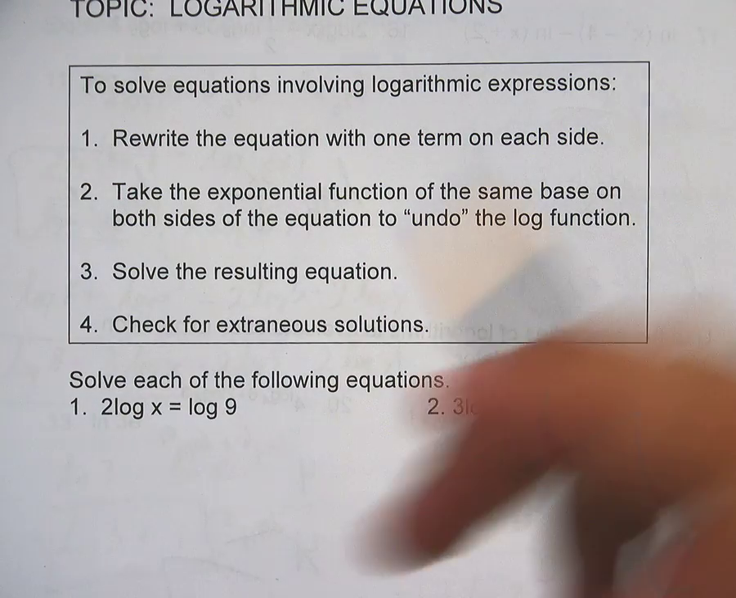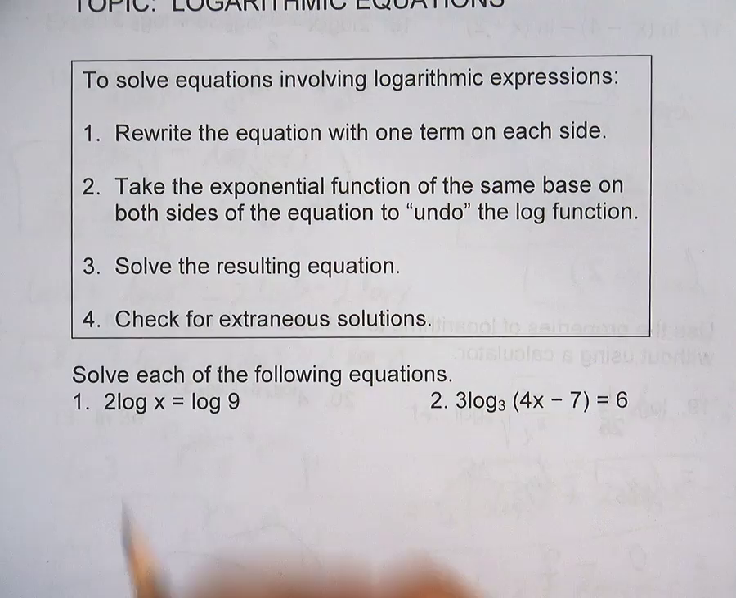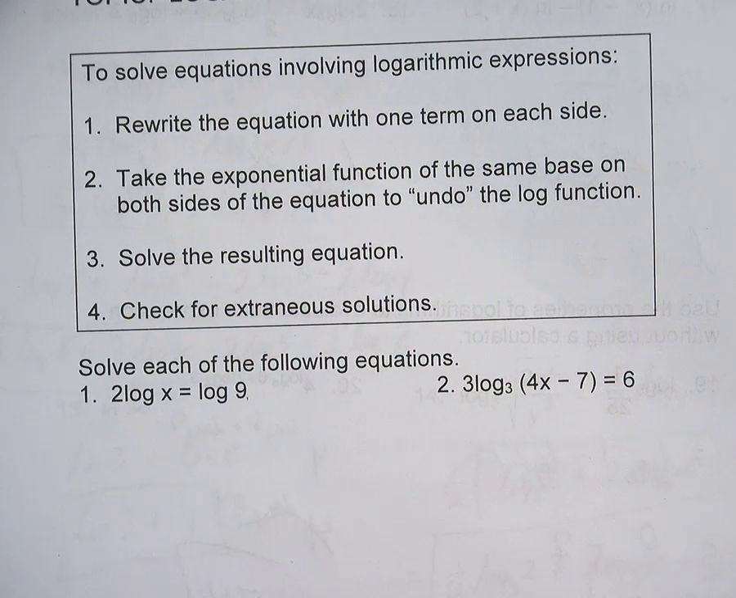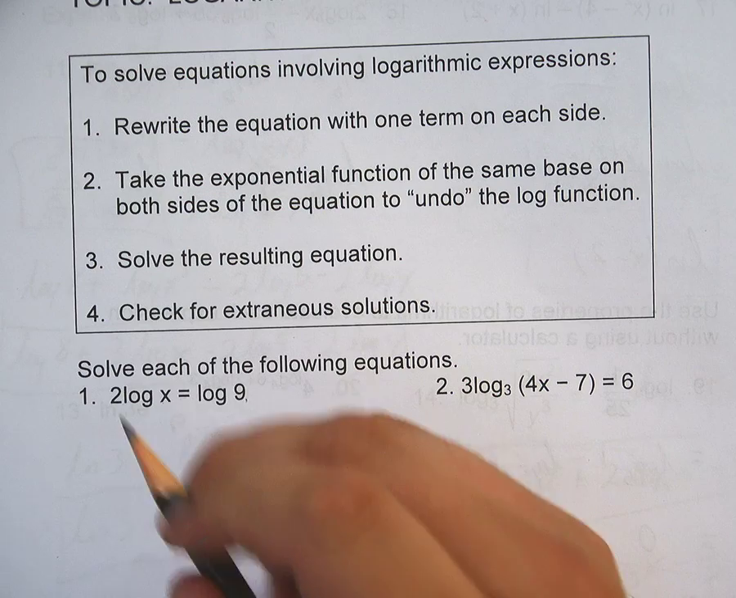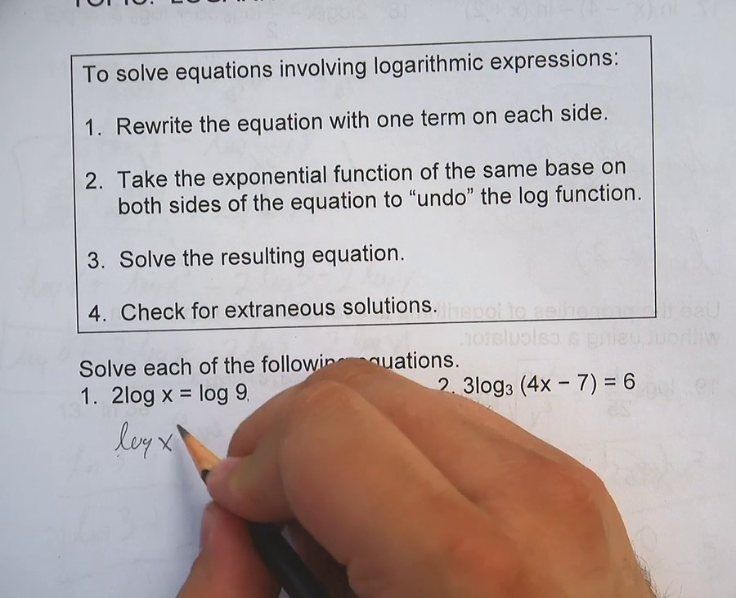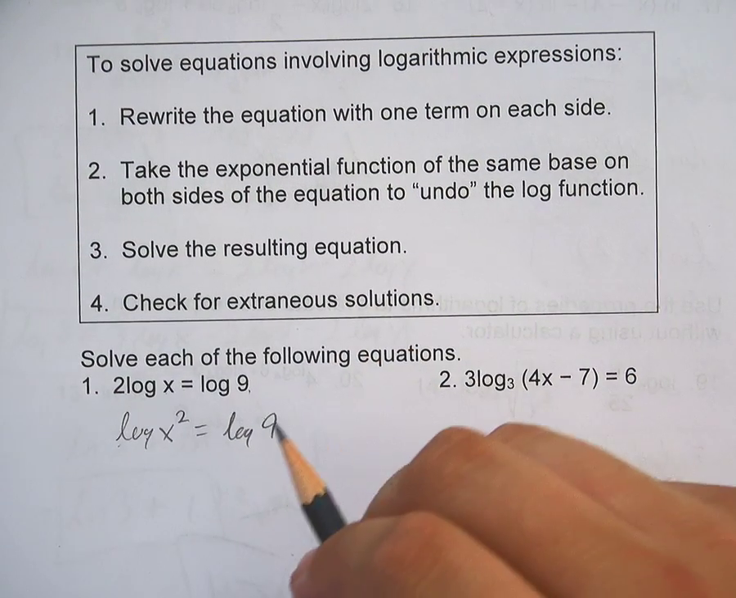So let's actually do it. Step one says, rewrite the equation with one term on each side. 2 log x equals log 9. Fantastic. So I'm going to rewrite this as log of x squared equals log of 9.